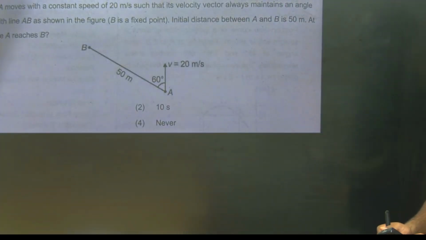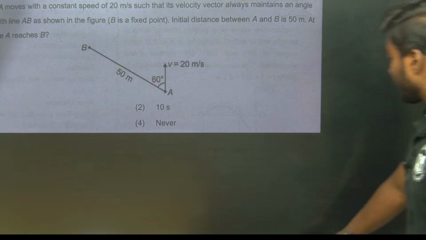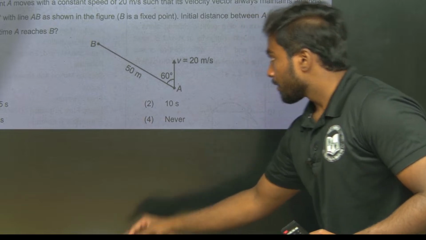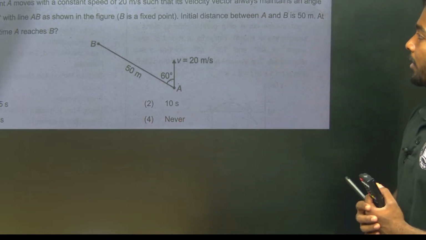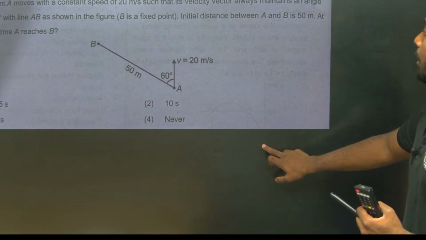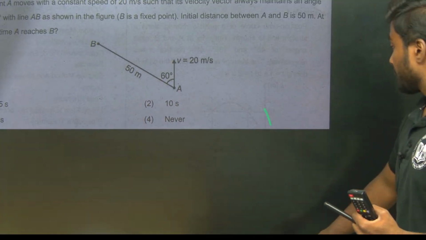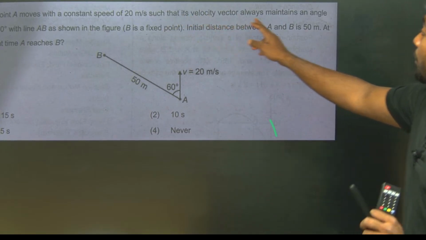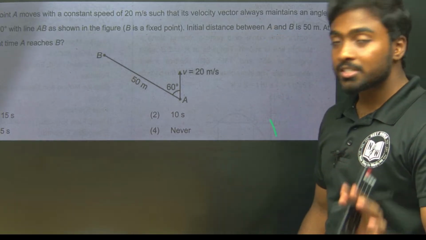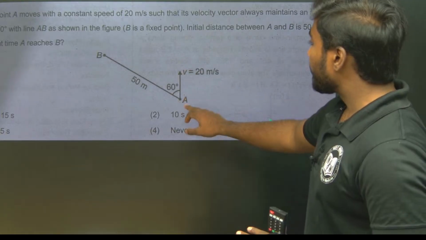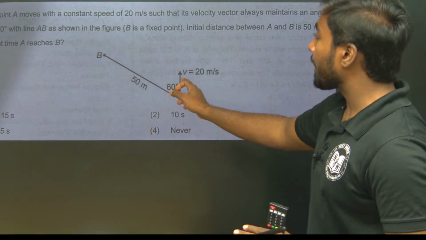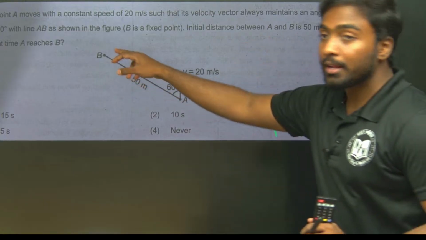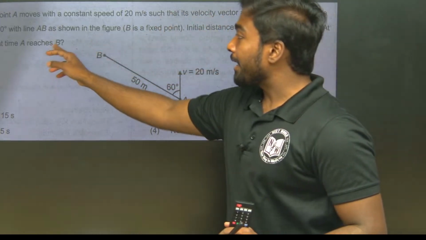A point A moves with a constant speed of 20 meter per second, such that its velocity vector always maintains an angle of 60 degree with line AB, as shown in the given figure. Initial distance between A and B is 50 meter. At what time A reaches B?